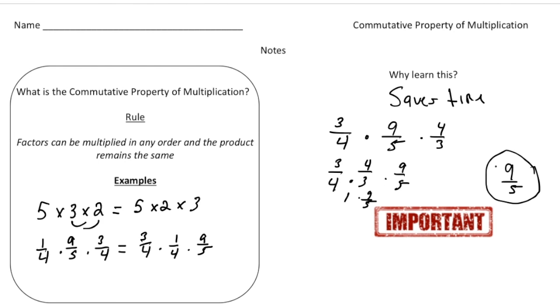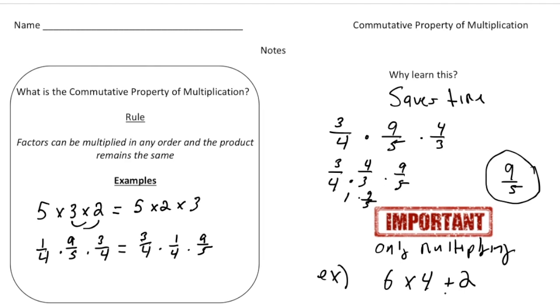So when you have the ability to move numbers around, it saves you time. And again, this is really important. The commutative property of multiplication is only for multiplying. So only multiplying. You can't mix it up with other operations. An example when this would not work would be something like 6 times 4 plus 2. Because we have a multiplication and addition, it just would not work.